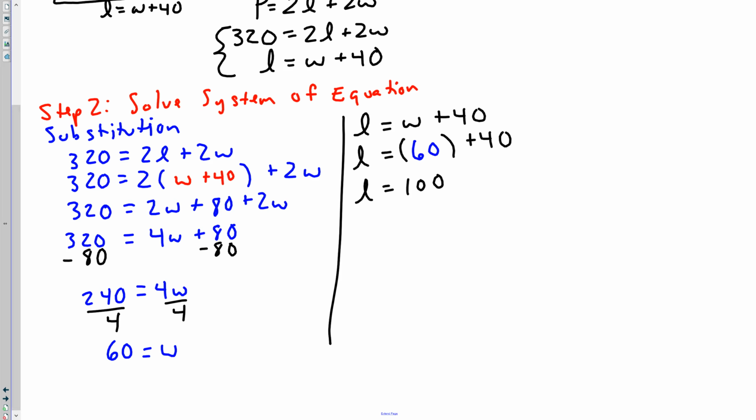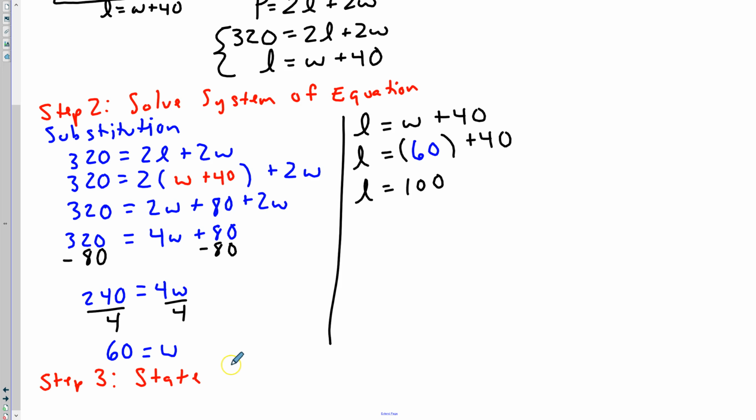And then I could definitely check this as well. I could go back to my original two equations, plug in the length value of 100 and the width value of 60, and make sure that they both yield true equations. So that might be something to do in your head or in a calculator to verify that that works. And then step 3 for these applications, I would say, is to put your answer in the context of your problem.